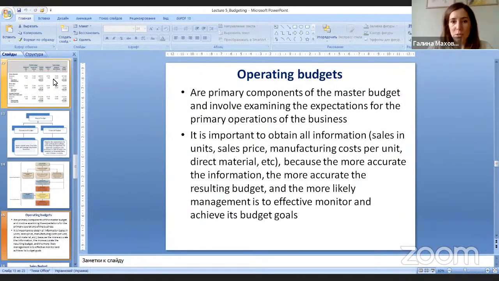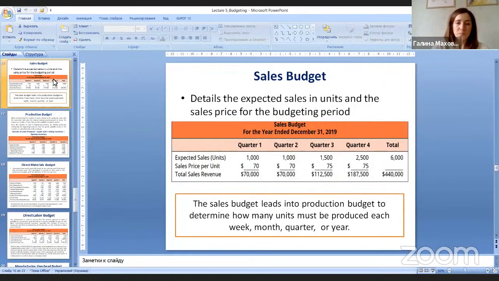Operational budgets are a part of the master budget, and to prepare this operating budget, we should get a lot of different information about sales, about the price of our product, about cost, and so on. Why? Because the more precise information we have, the more accurate budget we will have, and we can more effectively monitor our goals and analyze achievement of our goals.